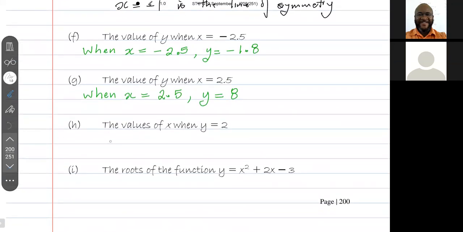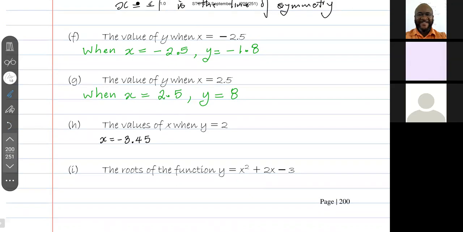x is equal to -3.45, and x is equal to 1.4 are the values of x when y is equal to 2.